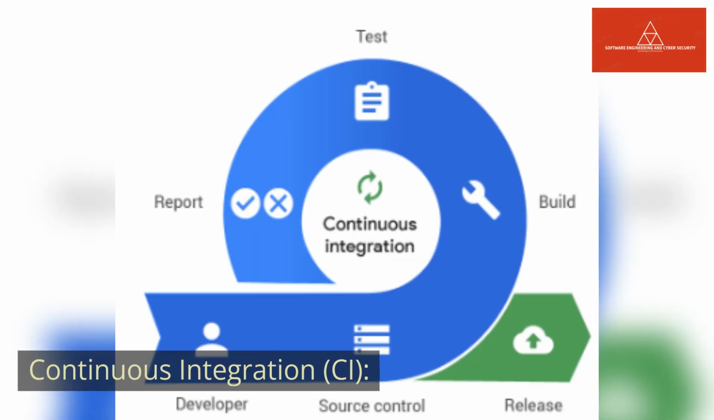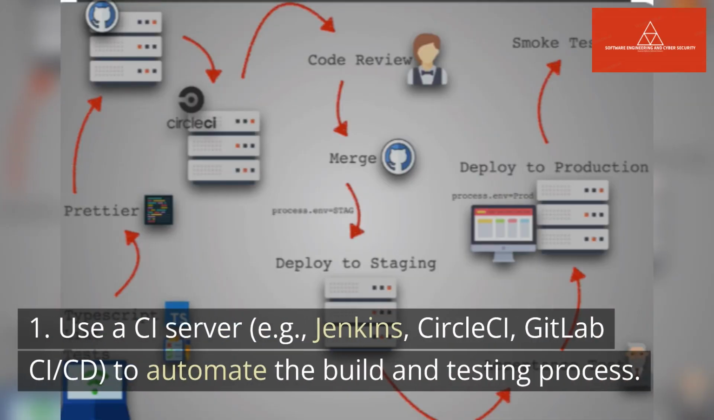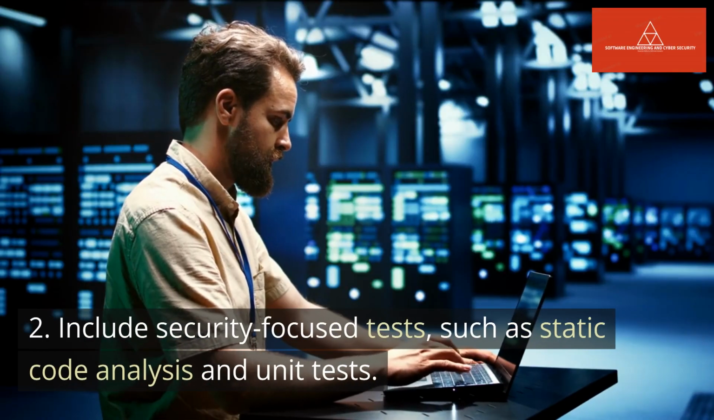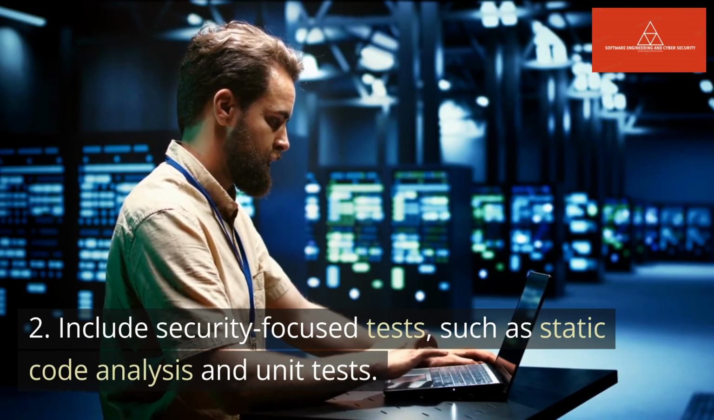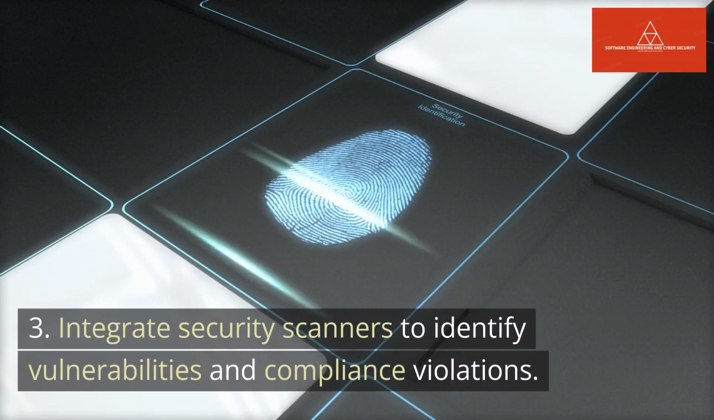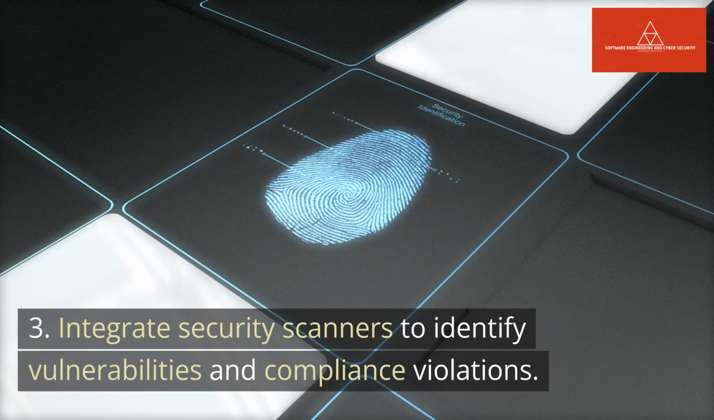Continuous integration, CI. 1. Use a CI server, e.g., Jenkins, CircleCI, GitLab CI/CD, to automate the build and testing process. 2. Include security-focused tests, such as static code analysis and unit tests. 3. Integrate security scanners to identify vulnerabilities and compliance violations.